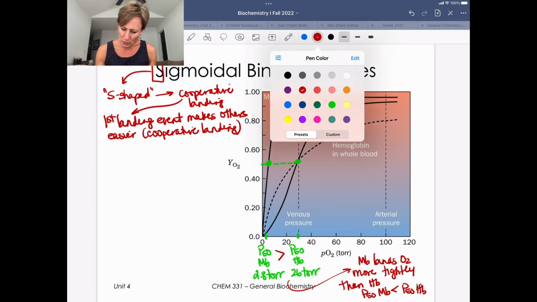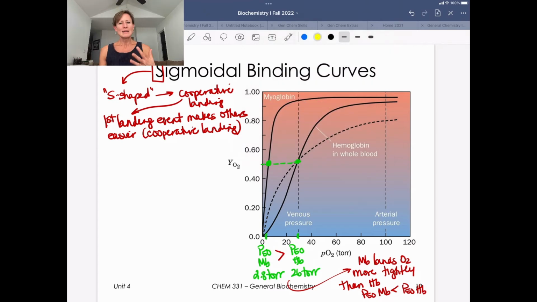Okay, so a couple of other important things to point out on this plot, and we're going to look at some specific points and ranges in this plot. When we're talking about venous pressure, this is really the pressure that we experience when we're in the tissues, and it's about 30 torr. When we have arterial pressure, that's the pressure that we have in the lungs, and this is about 100 torr.